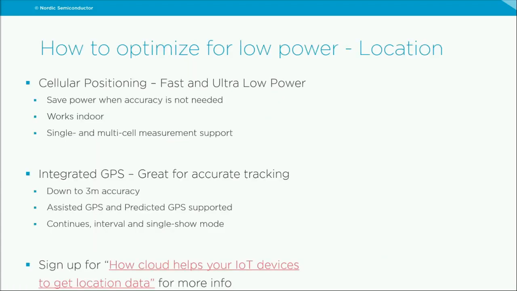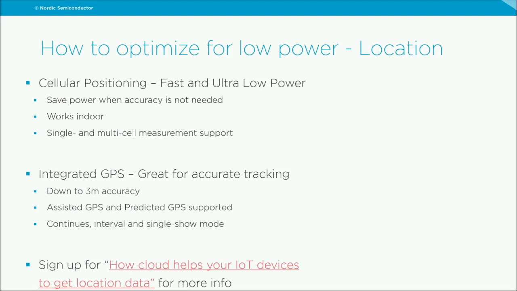And we typically have asset tracking applications that would need low power. And for this, we have support for cellular positioning. So this is a fast and ultra low power way of doing location. You will save power when accuracy is not needed. And this also works indoors. And the way we do this is through single and or multi-cell measurement support. And for modem firmware 1.3.0, we introduced this neighboring cell measurements that you can use for LTE location services.